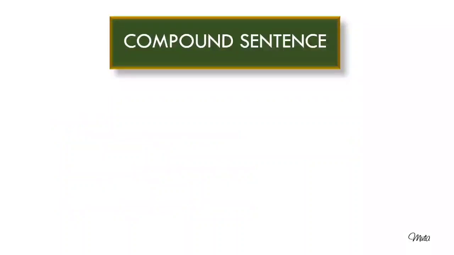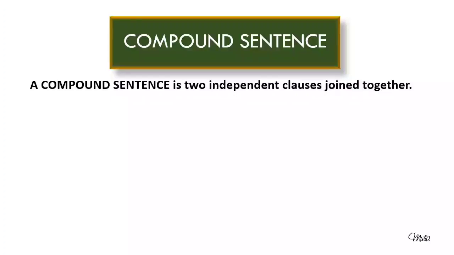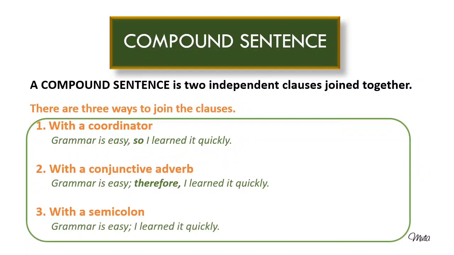The second type of sentence is a compound sentence. A compound sentence is two independent clauses joined together. There are three ways to join the clauses. The first, with a coordinator. For example, grammar is easy, so I learned it quickly. The second one, by using a conjunctive adverb. For example, grammar is easy; therefore, I learned it quickly. The third one, by using a semicolon. For example, grammar is easy; I learned it quickly.